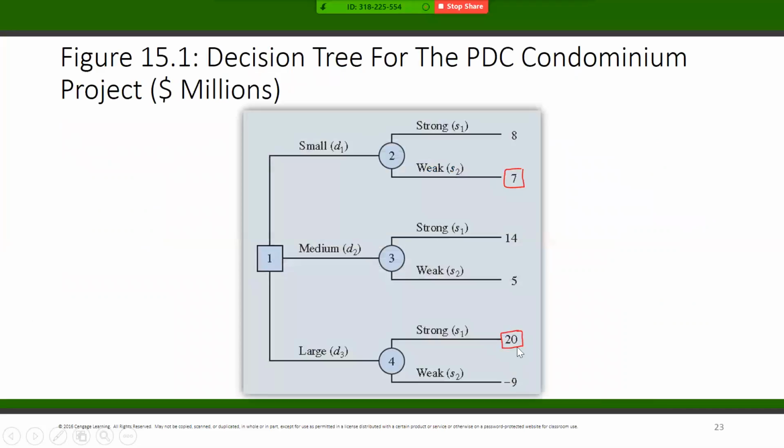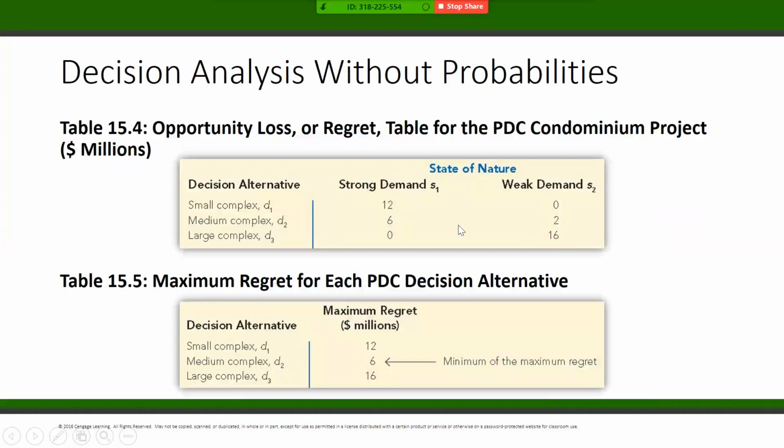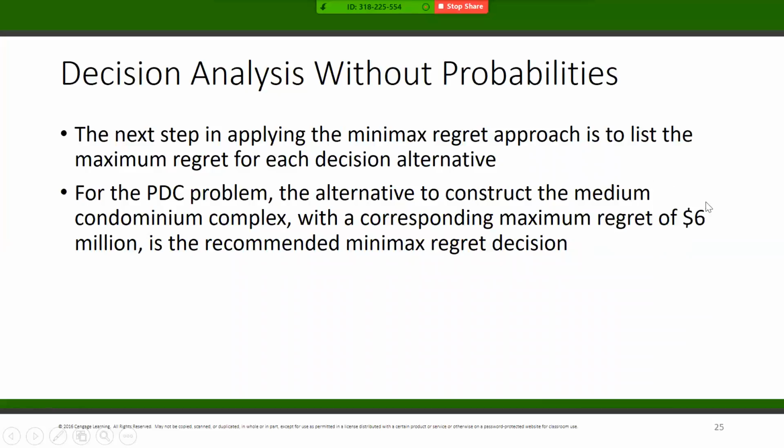We took these values, the ones in red, and for the weakest state we took that one minus the other two, and for the strong one we took that minus the other two. We got this table. Then we took the max of each of those rows, brought it here, then we took the minimum of those maximums as our minimax value, and so that's going to be the maximum regret of $6 million.